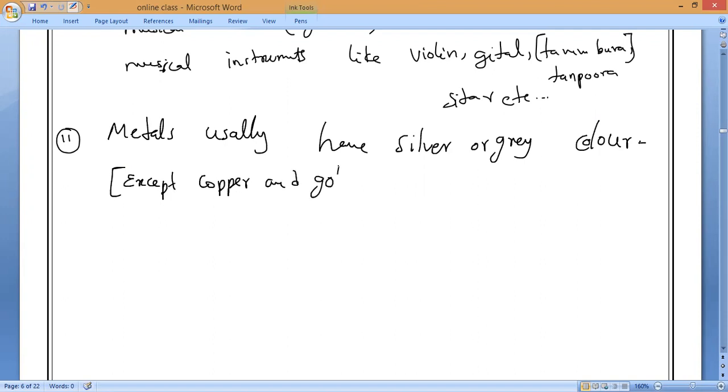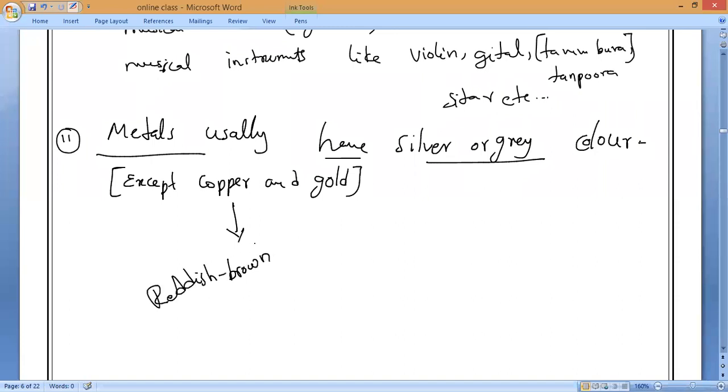Understanding? What is the color of gold? Yellowish color. And copper has a reddish brown color. Metals usually have silver or gray color, except copper and gold. Copper is reddish brown color, and gold has a yellow color. That is what you have to remember.